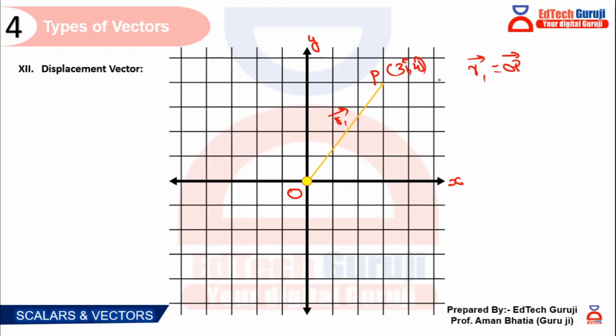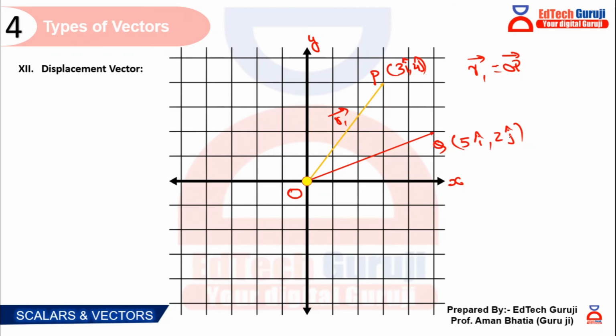Now I'm saying after some time the position of this particle changes. The particle is the same, but it now comes to this point. So this is now a new point, which is point Q. Now the current position is 1 2 3 4 5, so this is 5 i cap comma 2 j cap.